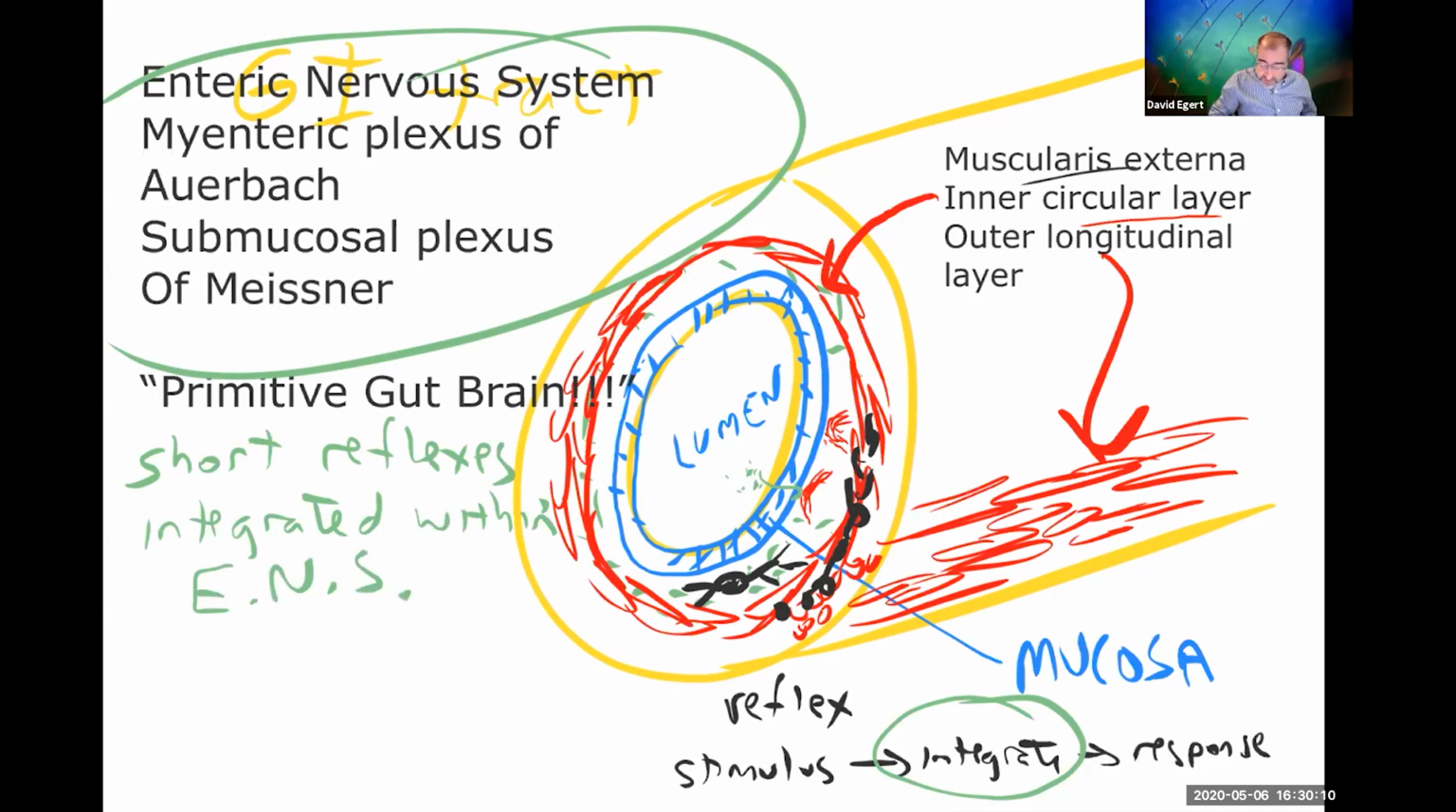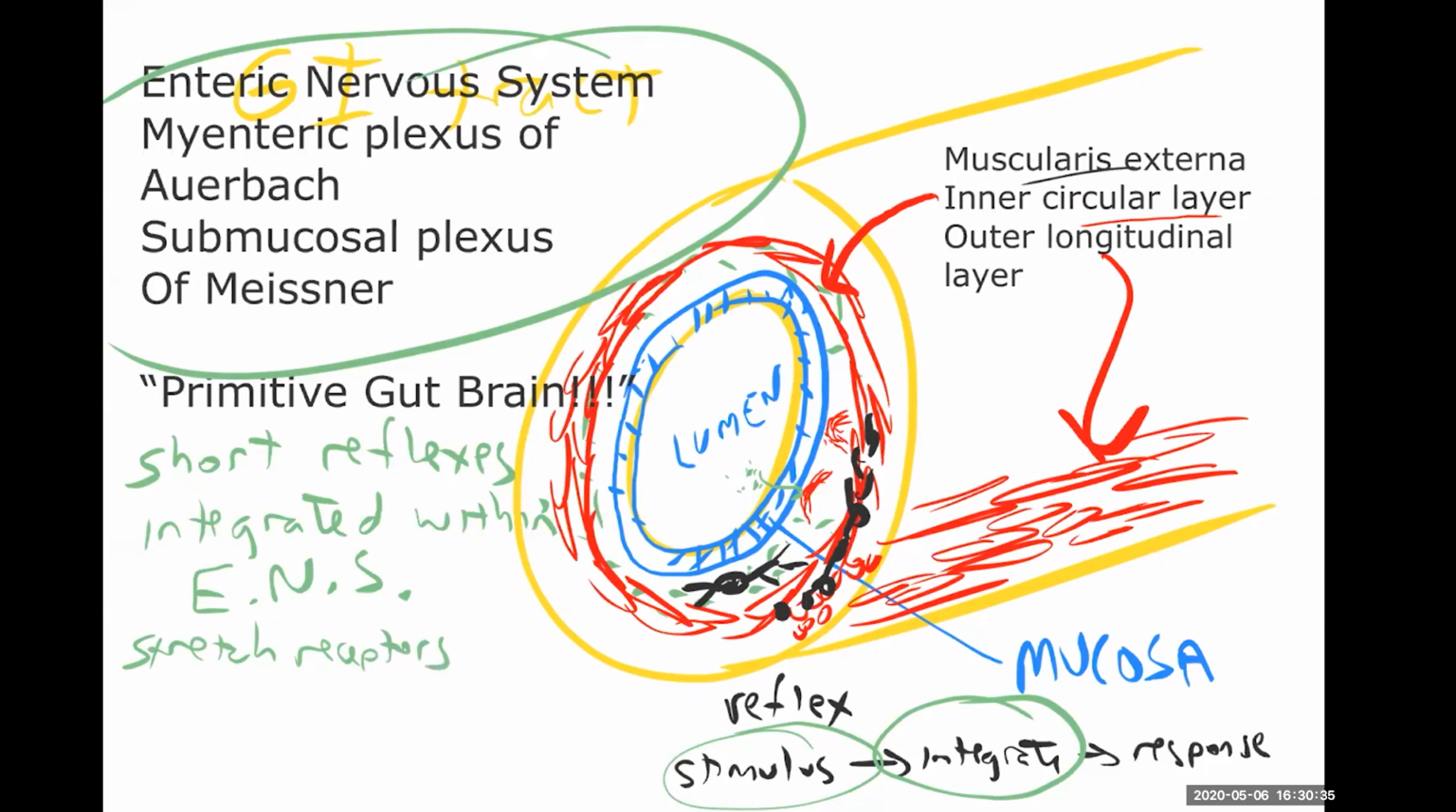What are the stimuli? What kind of stimuli do you think are part of this enteric nervous system? What kind of receptors? What is it going to be monitoring? Stretch receptors? Totally. So the stimuli are going to be stretch receptors. What's another one? Chemoreceptors. Totally, chemoreceptors.